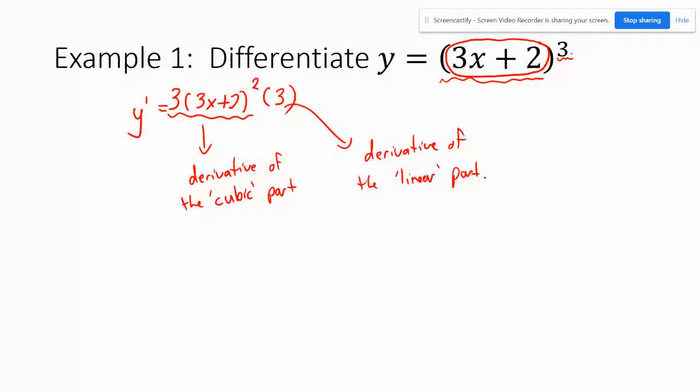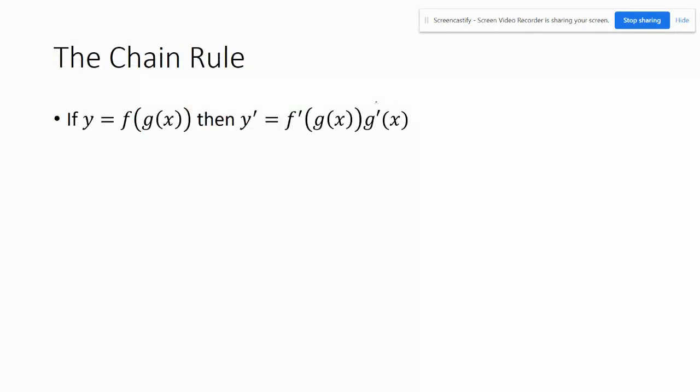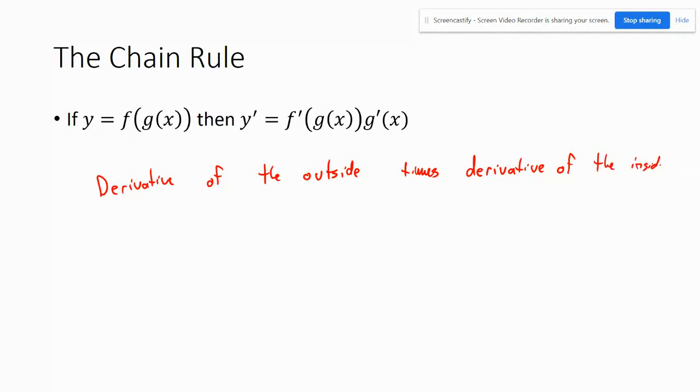So this guy over here was like something cubed. The 3x plus 2 for the moment stayed the same, and just the 3 came down in front, and we took one less on the exponent. We're using our power rule for the cubic part. But then at the end, we take the derivative of the inside part. Here's how I remember this one. The chain rule is the derivative of the outside times the derivative of the inside. And that's what the chain rule is.